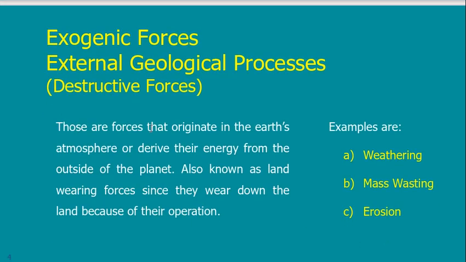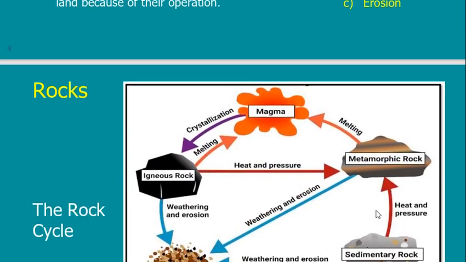Those are forces that originate in the Earth's atmosphere. They come from outside of the Earth, or derive their energy from outside of the planet, also known as land weathering processes or forces, since they wear down the land because of their operation. What are the examples of these destructive forces or exogenic forces? Weathering, mass wasting, and erosion.